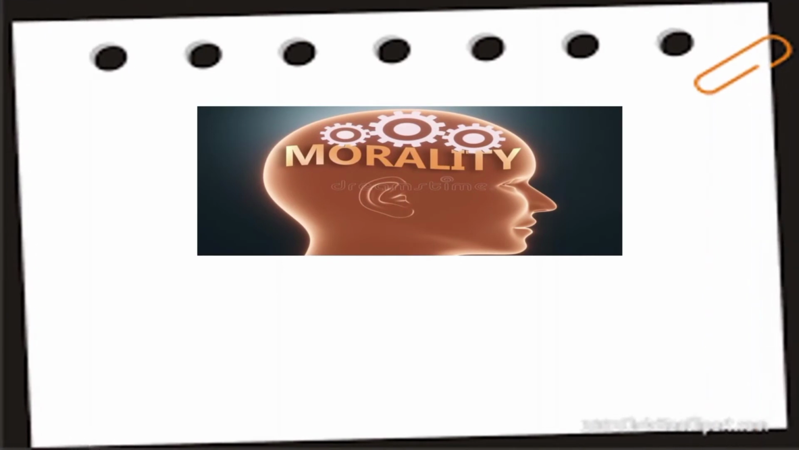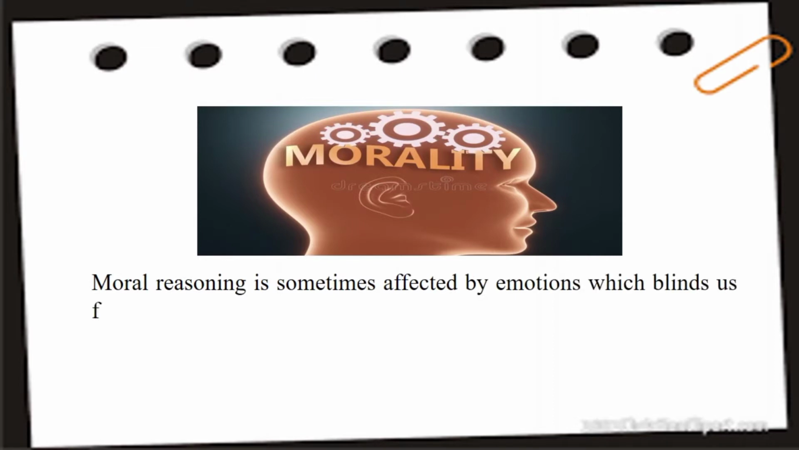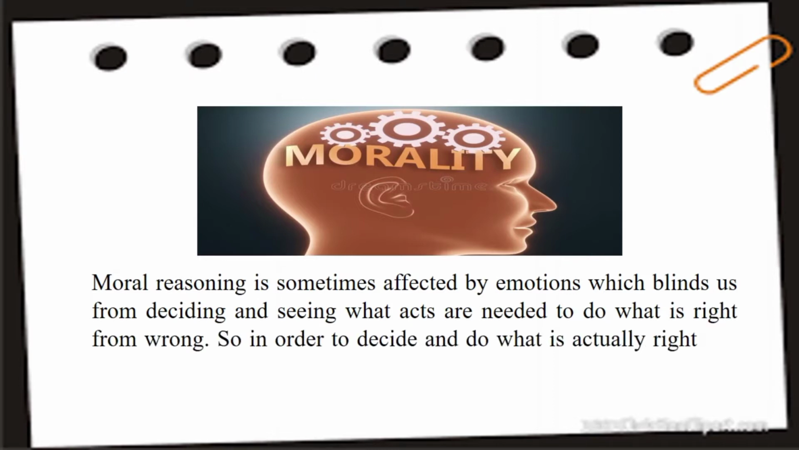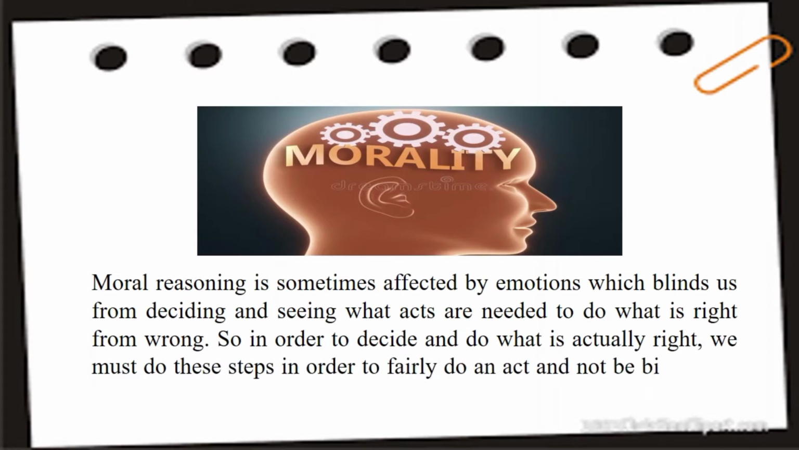When we say moral reasoning is sometimes affected by emotion, which blinds us from deciding and seeing what acts are needed to do what is right from wrong. So in order to decide and do what is actually right, we must do these steps in order to fairly do an act and not be biased about anything.